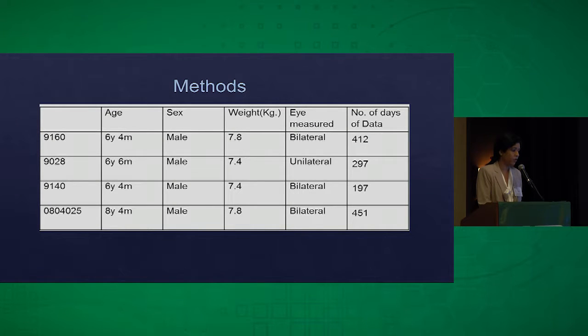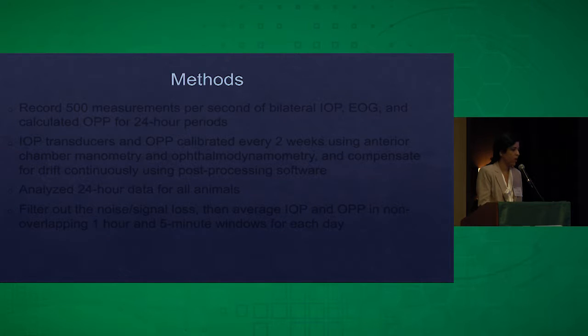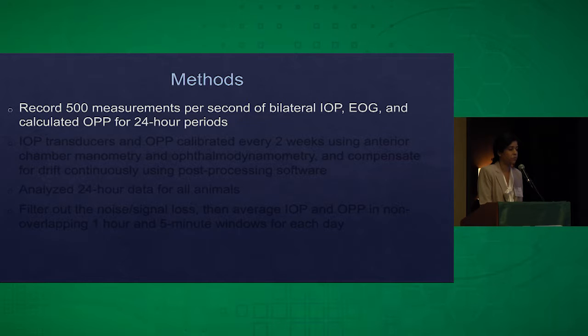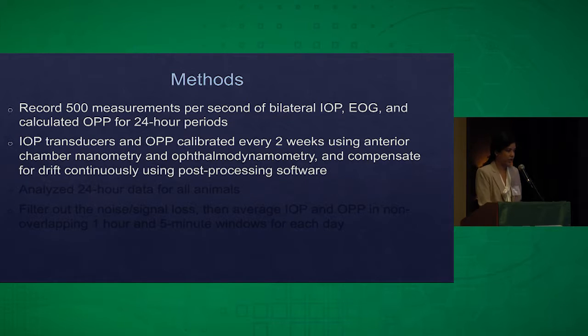We had 4 non-human primates, all young rhesus macaques with similar body weight, from ages 6 to 8 years. We had bilateral working implants in 3 of them and a unilateral implant in 1. And these are the number of days the data was collected. The system, as I said, records 500 measurements per second of bilateral IOP and EOG, and it calculates ocular perfusion pressure over 24 hours. The IOP transducers and ocular perfusion pressure are calibrated every 2 weeks using anterior chamber manometry and ophthalmodynamometry, and we compensate for drift continuously using post-processing software.